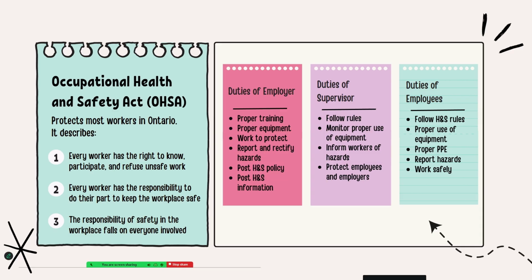We broke it down into the duties of the employer, duties of the supervisor, and duties of the employee. That's the workers. As a worker, you are to follow health and safety rules. It's up to the supervisor and the employer to provide the training and to enforce the rules, but you as the worker have to follow the rules. Just like it's the duty of the employer to provide proper equipment and the supervisor to monitor the proper use, it's up to you to use equipment in the way that you have been trained.